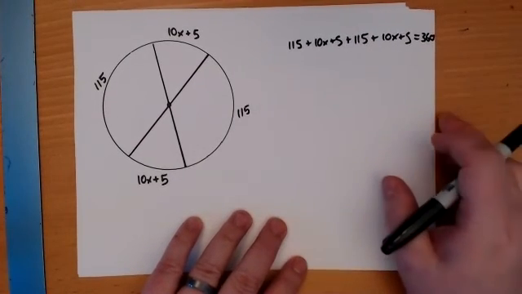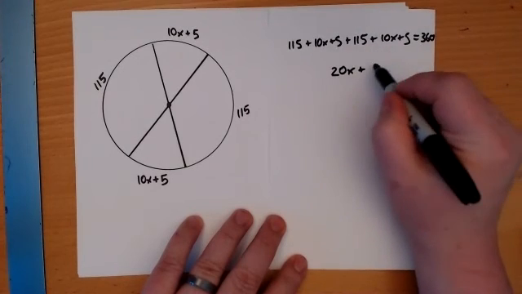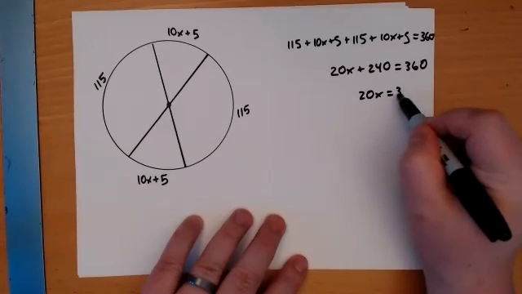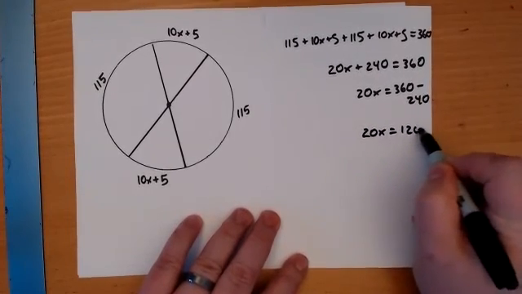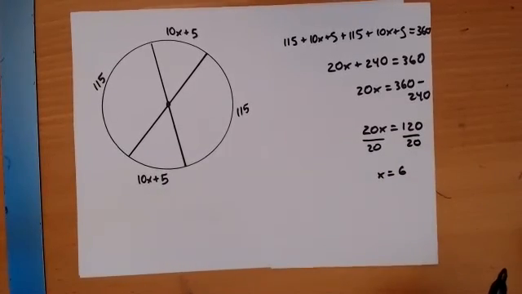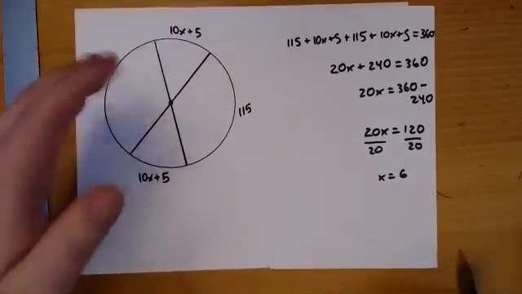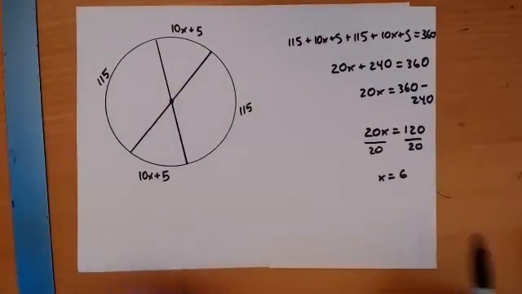Okay. And if you added up all of that stuff, again, you'd wind up with 20x plus 240. And then you divide. And you get the same answer. Okay. So the thing that I want to really harp on here is look for diameters. They help. And when you've got two diameters, you get these vertical angles. So you can use this information to help solve the problem.